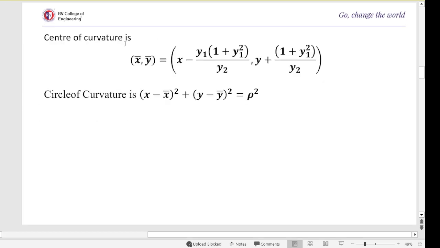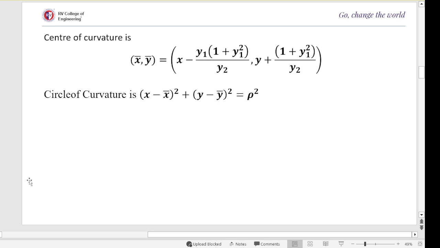Next is center of curvature. Center of curvature is denoted as (x bar, y bar) and is defined as x bar equal to x minus y1 into (1 plus y1 square) by y2, y bar equal to y plus (1 plus y1 square) by y2. Once we know the center of curvature, we can find the circle of curvature using the formula (x minus x bar) square plus (y minus y bar) square equal to rho square, where rho is the radius of curvature.